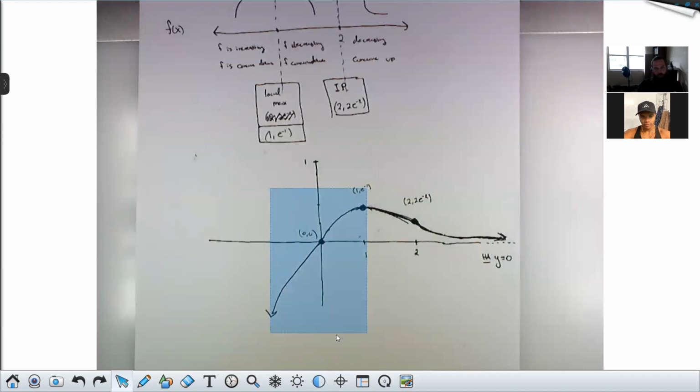Increasing concave down, decreasing concave down, decreasing concave up. As long as I can tell whether you're increasing, decreasing, concave up, concave down from your picture, you have your maxes and mins labeled, you have your inflection points labeled, you have your intercepts labeled, and you have your asymptotes drawn in and labeled, I will give you full credit.